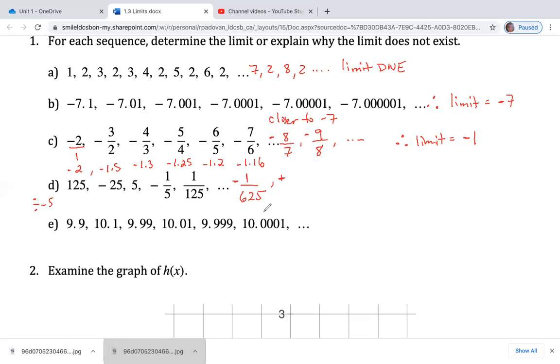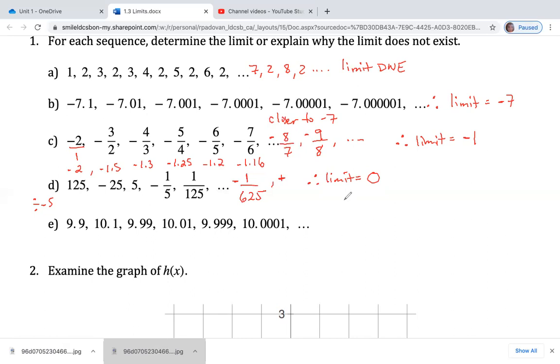What number am I approaching? If I were to keep going, I'm getting closer and closer to the value of 0. So therefore, my limit is equal to 0. Doesn't mean that I'm going to equal 0, it just means that I'm approaching, right? The limit, I'm approaching a value of 0.